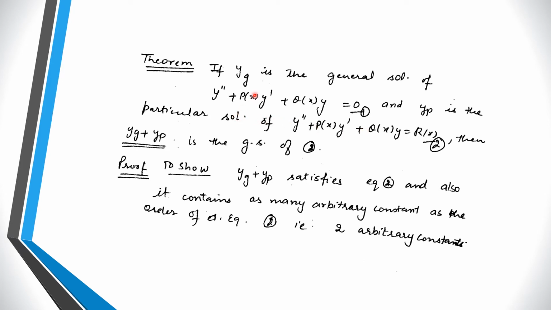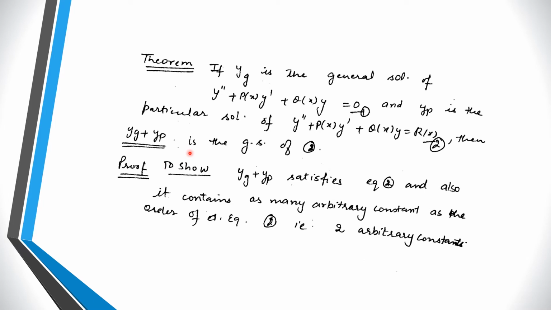So what is given to us? yg is the general solution of equation 1, meaning yg satisfies equation 1. So yg double prime plus P(x) yg prime plus Q(x) yg is 0. Similarly, yp is a particular solution of equation 2, meaning yp satisfies equation number 2. Therefore yp double prime plus P(x) yp prime plus Q(x) yp is equal to R(x). So this is given to us. We want to prove that yg plus yp is the general solution of equation 2.